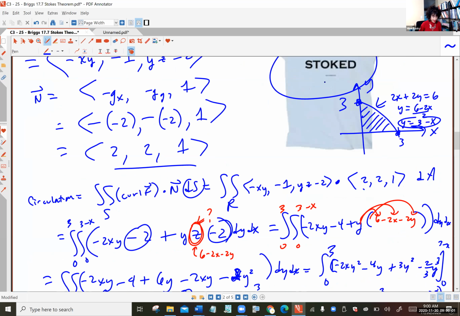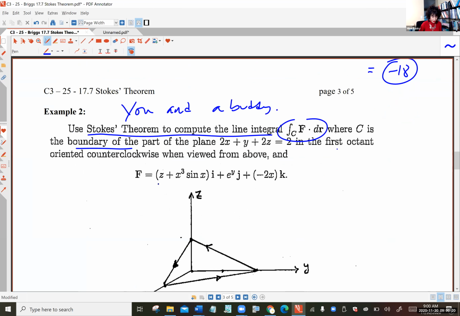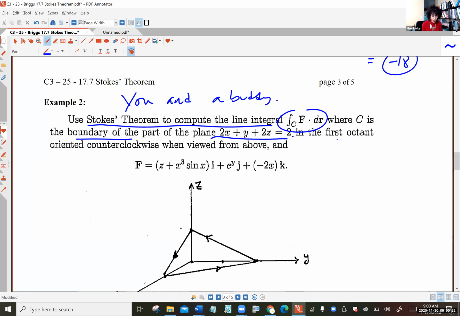Stoked. Okay, so you and a buddy are going to do example 2. Let's just tee it up before we throw you into some breakout rooms. You're going to use Stokes to compute this circulation line integral, where the curve is similar to what I just did. It's going to be the boundary of the part of the plane 2x plus y plus 2z equals 2 in the first octant, oriented counterclockwise.